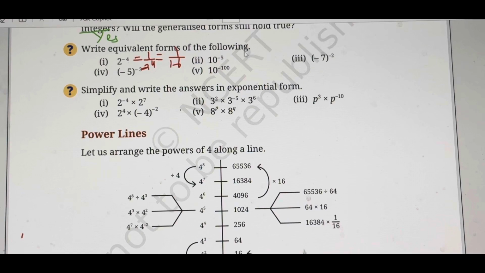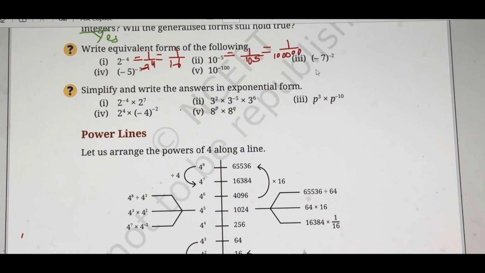Now 10 raised to minus 5. So again we make it positive. So it becomes 1 upon 10 raised to 5. 10 raised to 5 means 5 zeros. Remember that. So it is 1 lakh. 1 upon 1 lakh is the answer.